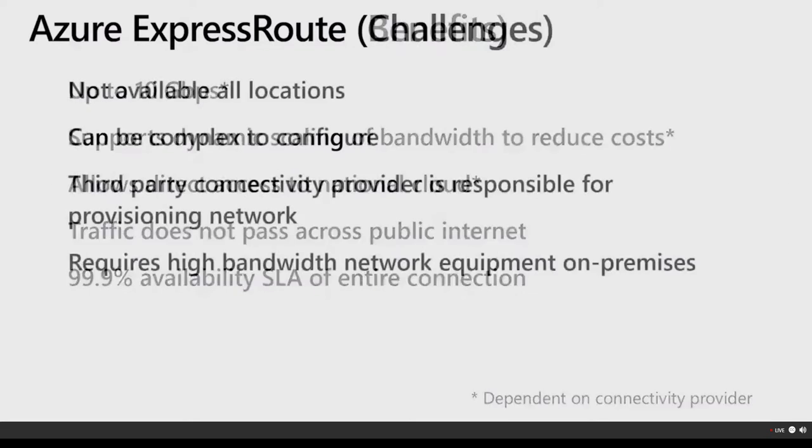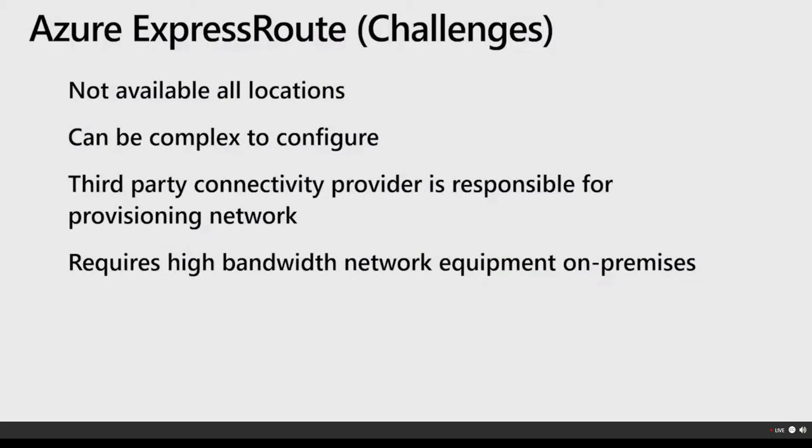That all sounds pretty good. But there are a few considerations with Azure ExpressRoute. For one, it's not available in all locations, so you're more likely to find it in some of the major cities, for example. The architecture itself can be quite complex to configure, and you do have to deal with a third-party connectivity provider, so they are the ones who are provisioning this network for you to use. You also need some pretty high bandwidth networking equipment on your on-premises sites.